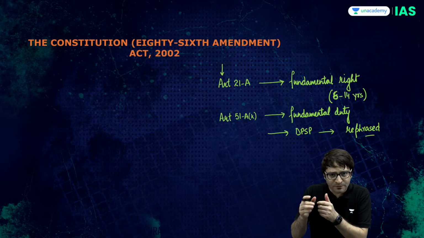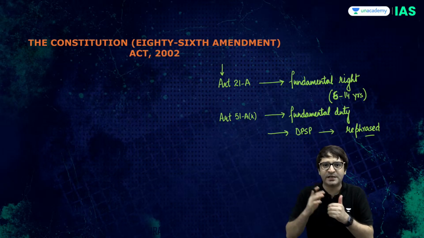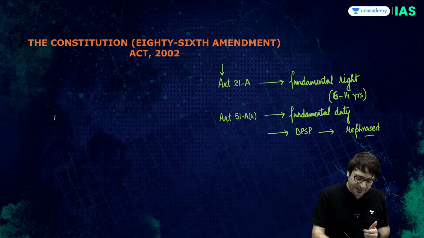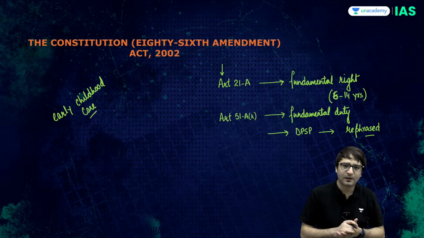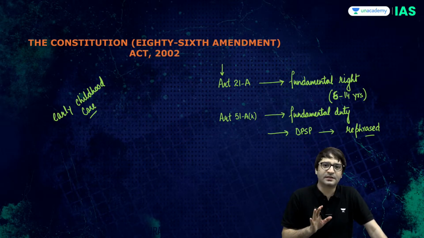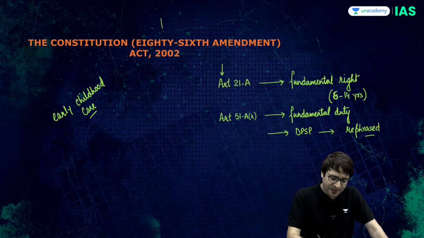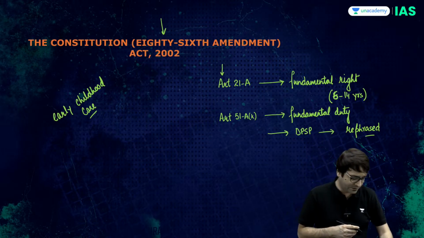And that directive principle, which spoke of education for the age group of 6 to 14 years, now became a directive principle talking about early childhood care in the age group of up to 6 years. These are the changes that were made to the Constitution under the 86th Constitutional Amendment Act 2002. Clear? Very nice.